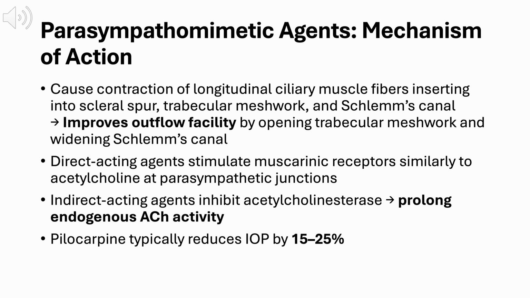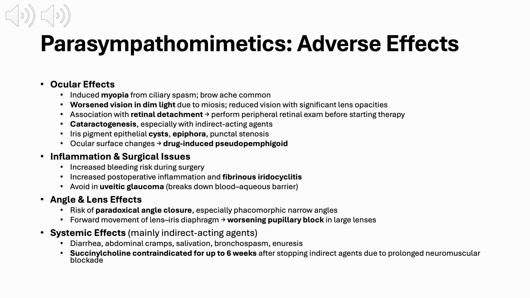In contrast, indirect-acting agents inhibit acetylcholinesterase, which breaks down acetylcholine, so they effectively prolong endogenous acetylcholine activity. Overall, pilocarpine can typically lower intraocular pressure by around 15 to 25%. Now, let's go over the adverse effects of parasympathomimetic agents.